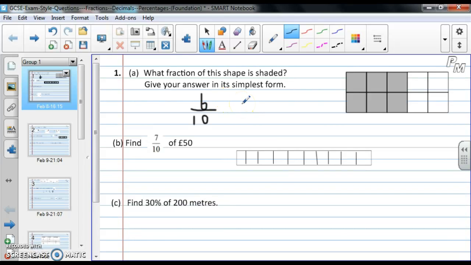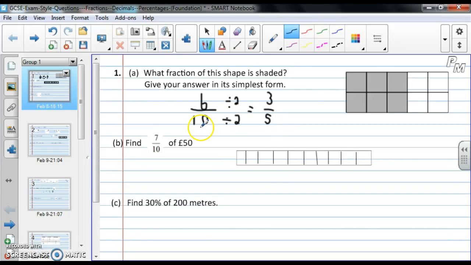Now, that answer is correct, but it's not fully done because it's asking us for its simplest form. Remember, to reduce fractions, I need to look for a number that I can divide the top and the bottom by. The easiest way is to divide by 2. So I'm going to divide the top by 2 and the bottom by 2, and my answer is going to be 3 over 5. There's no number that I can divide 3 and 5 both by because they are both prime numbers.